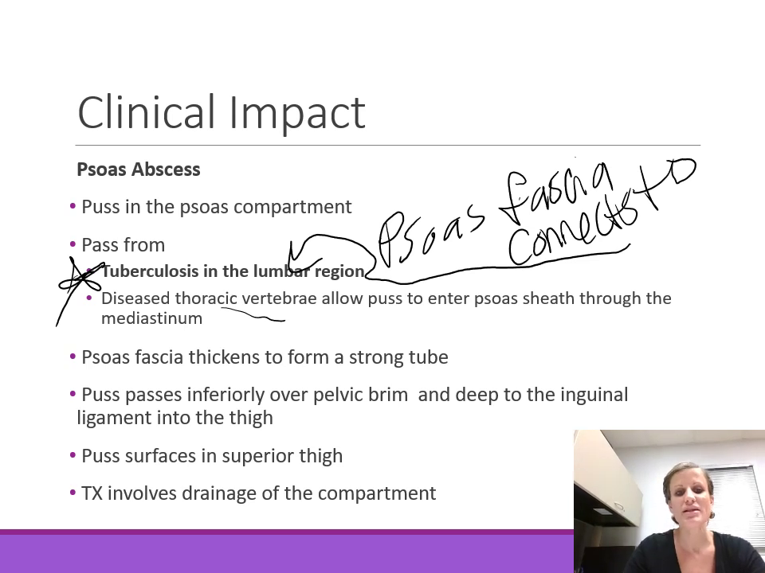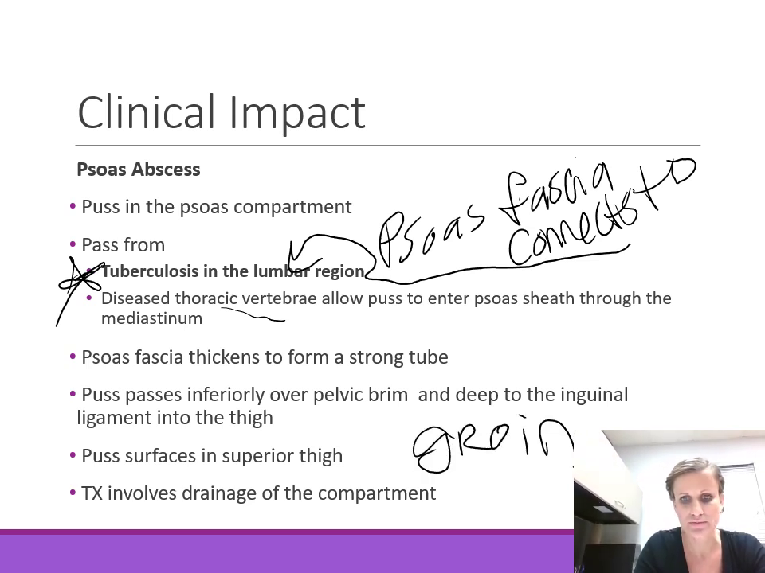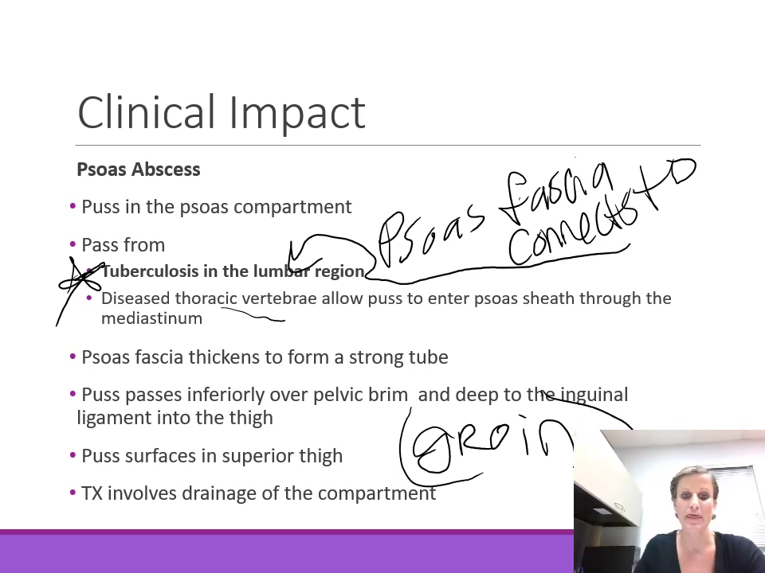So the pus typically ends up surfacing in the superior thigh, or also in the groin at times. Treatment involves drainage of the compartment to remove the pus and to relieve the pressure on the psoas muscle.